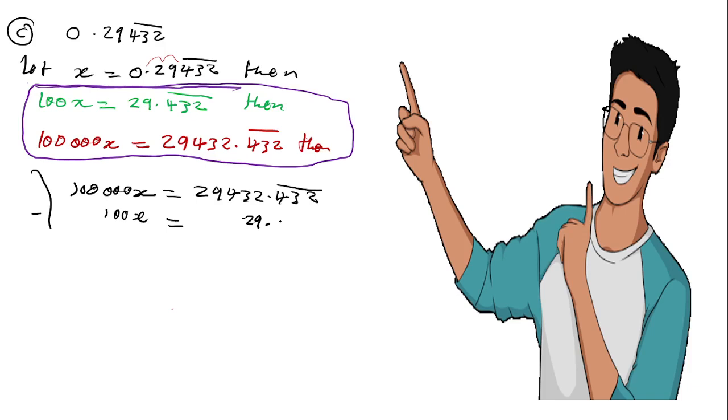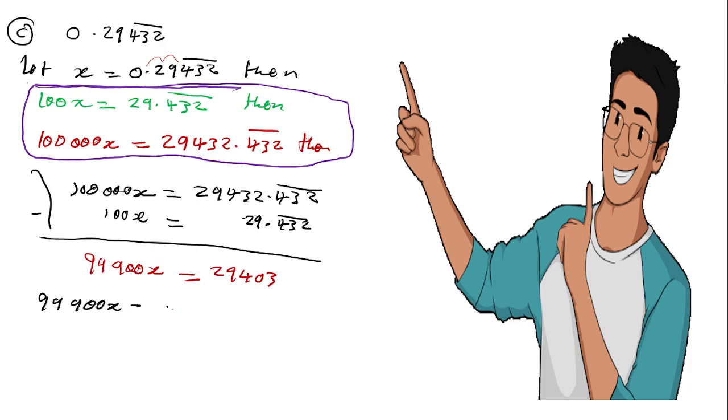You say 99,900x is equal to 29403. Then you divide throughout by 900, so you cross that, you cross that. x is simply equal to, if you look for a number which can go into this one and that one, the simplest way it will be 1089 over 3700, which is also a rational number. Then you're done.